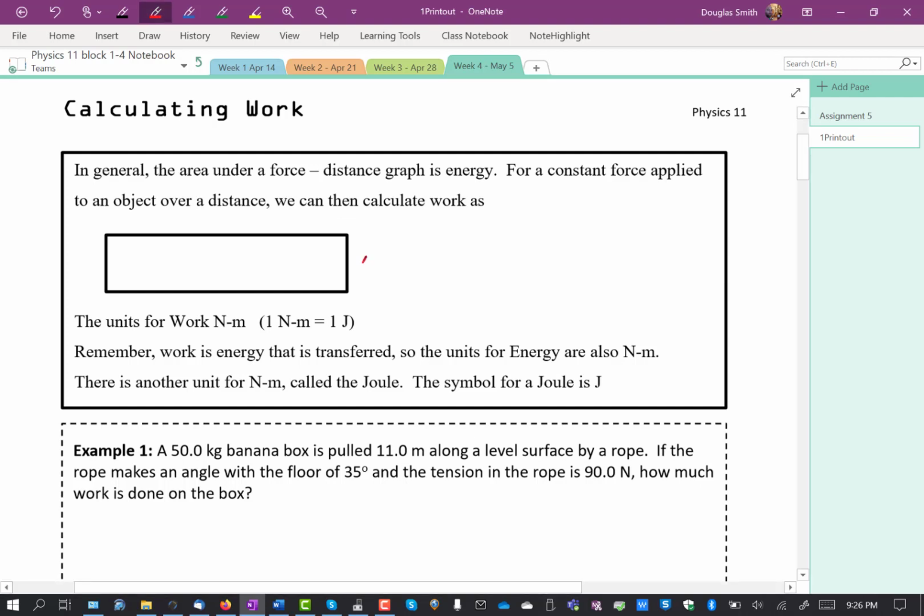First is if we graphed, like say we pulled something across the floor with some force and it went through some displacement, and we graph that, the area under that graph is the work. So we have work is equal to force times displacement. It's just a little bit more complicated than that though. There's also a times cos theta thing here.